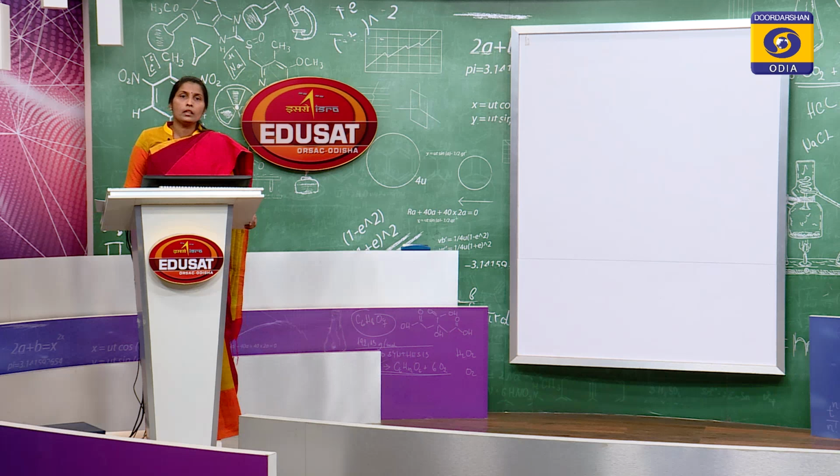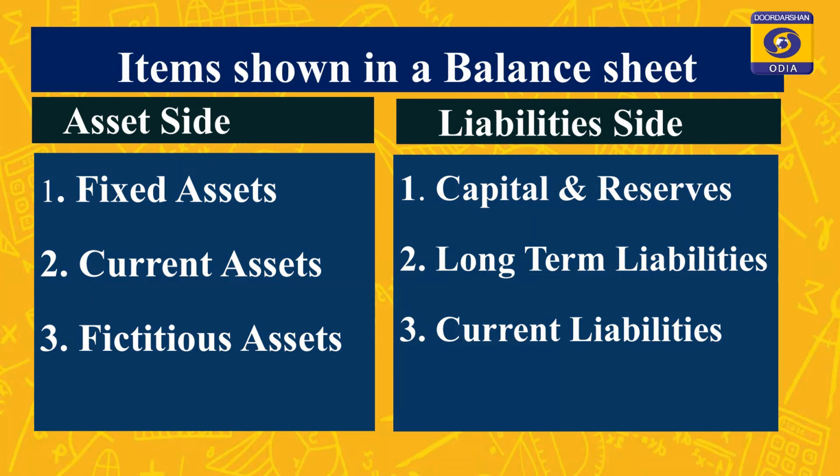So that will be clear when we solve a problem on balance sheet. Now let's take a look at what are the items that are shown in a balance sheet. So let's take a look at the asset side. All of you remember in the last year you have studied about the different types of assets: what are fixed assets, what are current assets, what are fictitious assets. So let me have a quick recap of all of those.